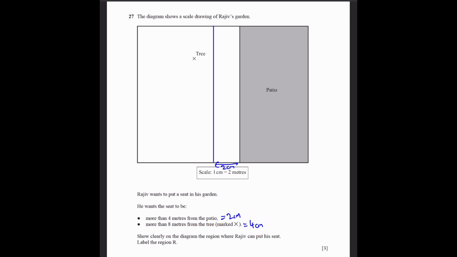Now, more than 8 meters from the tree, which means more than 4 centimeters from the tree. We can take our compass and make the length of the compass as 4 centimeters. Then we place the compass needle on the tree, and then we simply draw the circle, something like this it'll look. And I'll just adjust it a bit, because when you take 4 centimeters and draw the circle from the point over here using compass needle, this arc of the circle will touch this borderline of the patio.